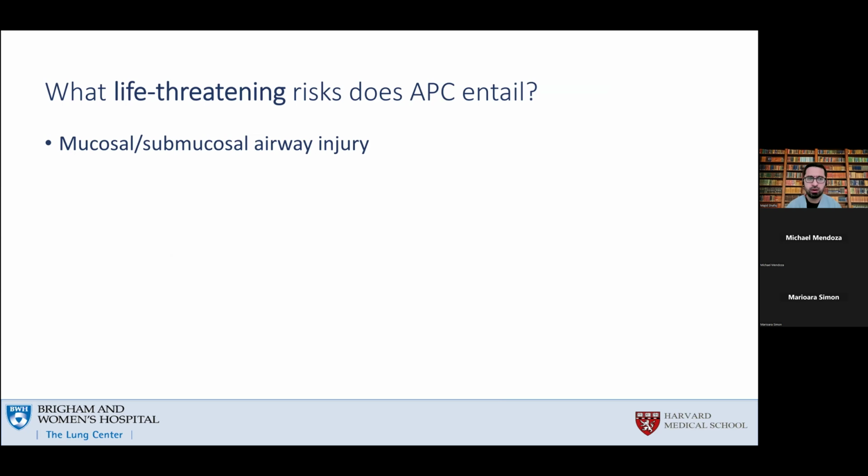Okay, what are the life-threatening risks that APC entails? There are a few to be really mindful of. One of them is mucosal or submucosal airway injury.